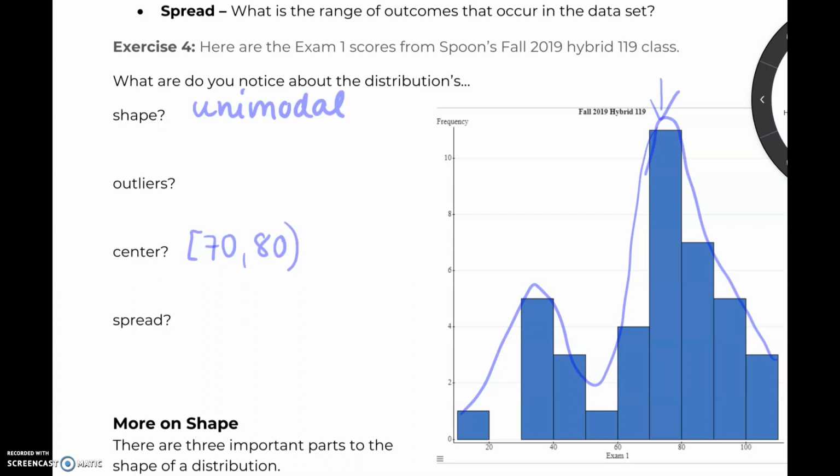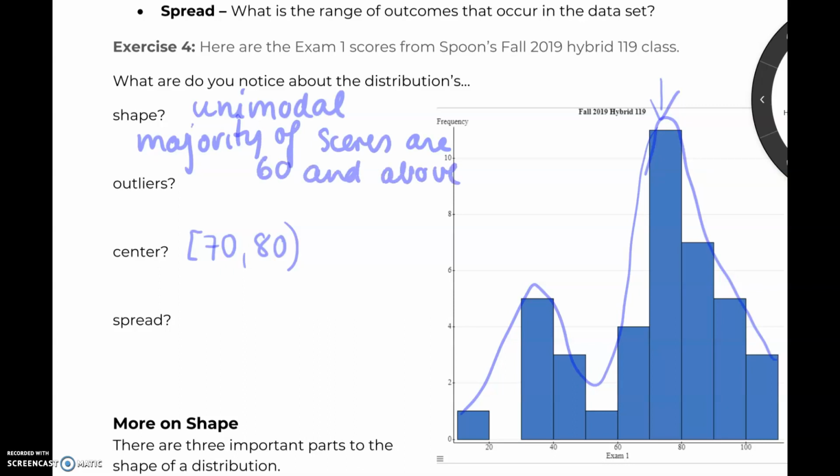Definitely, it looks like the majority of the values are 60 and above. The majority of scores are 60 and above. There is a potential outlier over here between 10 and 20. And for now, we're just going to say potential outlier. We'll have some calculations later on.